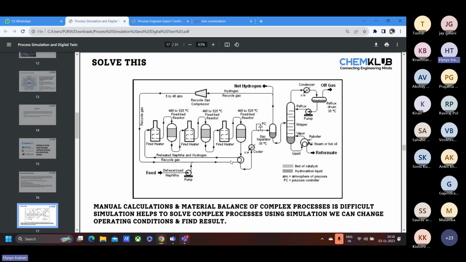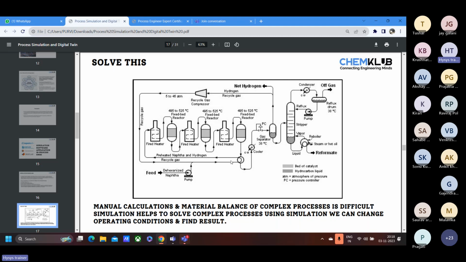If anyone in the plant gives you this and asks you to do the manual calculation and material balance of this complex process and give the results, obviously I think you will require 3 to 4 days to solve this manually in Excel, trying to find out each and everything from this particular equipment. But in simulation, you can solve this in only 1 day.